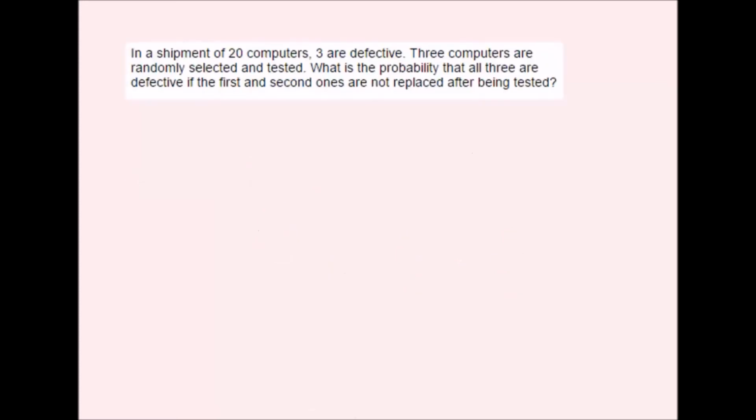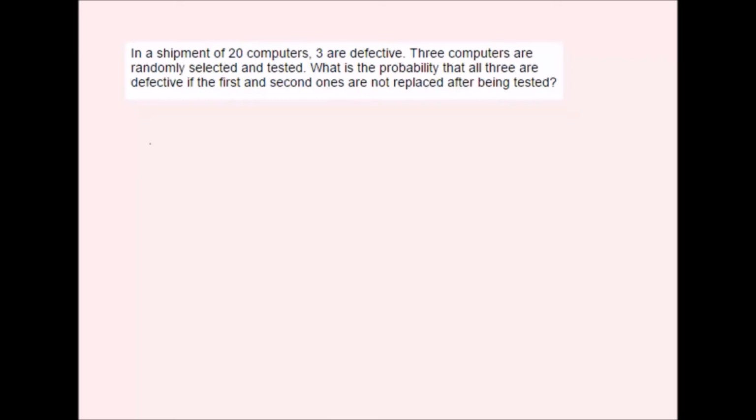The next example is for dependent events. It says, in a shipment of 20 computers, 3 are defective. 3 are randomly selected and tested. What's the probability that all 3 are defective if the first and second ones are not replaced after being tested? So for dependent events, what happens next is affected by what happens before.